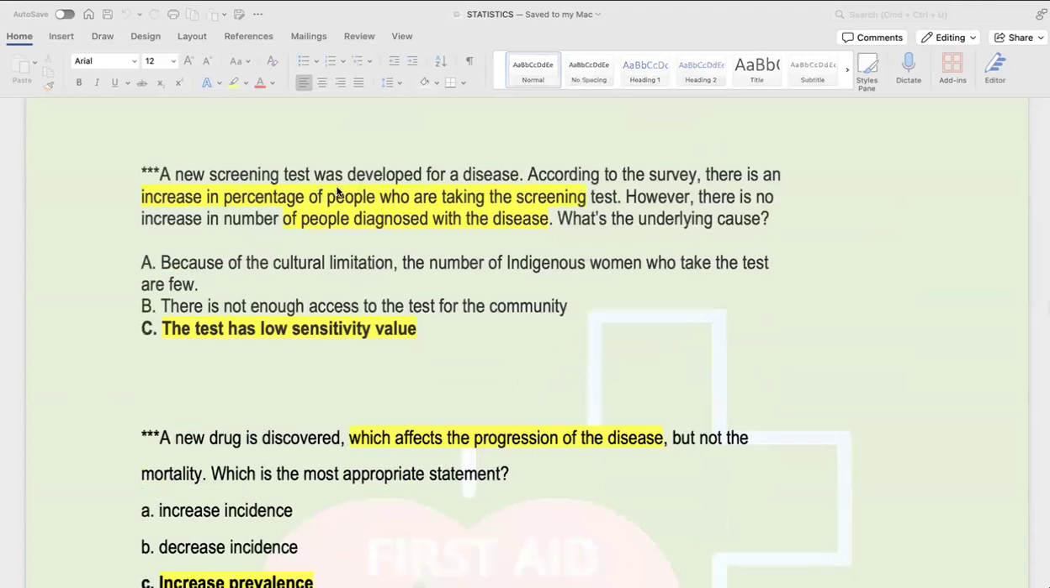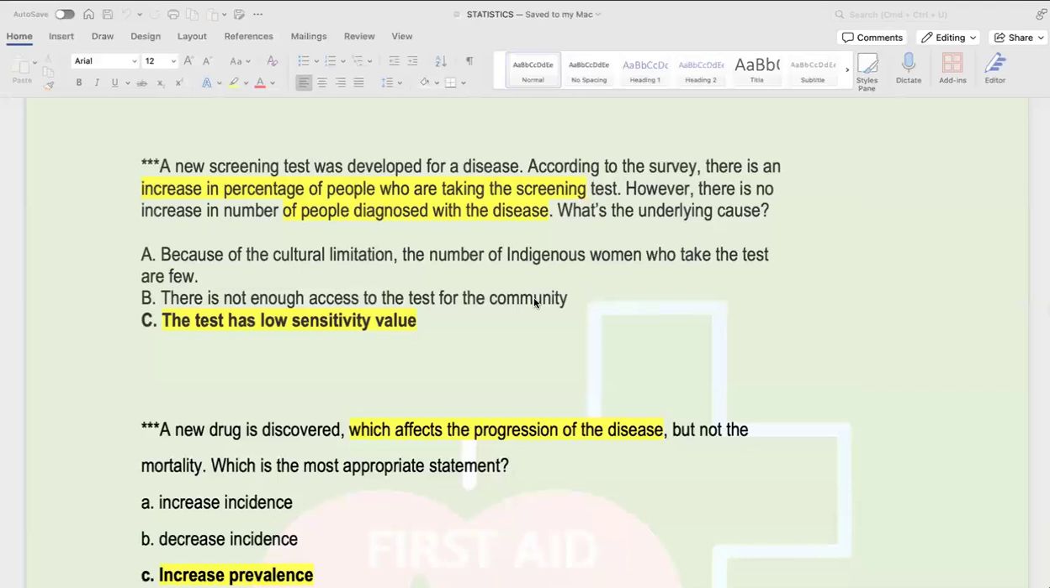A new screening test was developed for a disease. According to the survey, there is an increase in percentage of people who are taking the test. So a new screening test has been added. People are taking the test, but there is no increase in number of people diagnosed with the disease. What is the underlying cause?